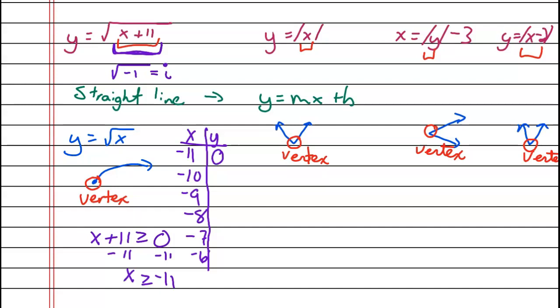-10 plus 11 is 1. Square root of 1 is 1. This is going to come out to be the square root of 2. Square root of 3. This will actually become the square root of 4, which is 2. And this will be the square root of 5. So if I go to graph this one, I'll actually start it at -11.